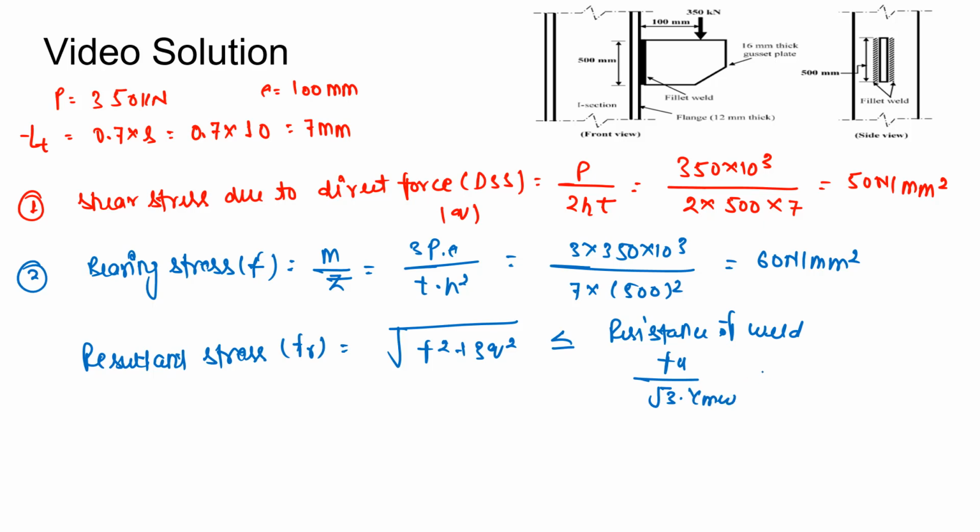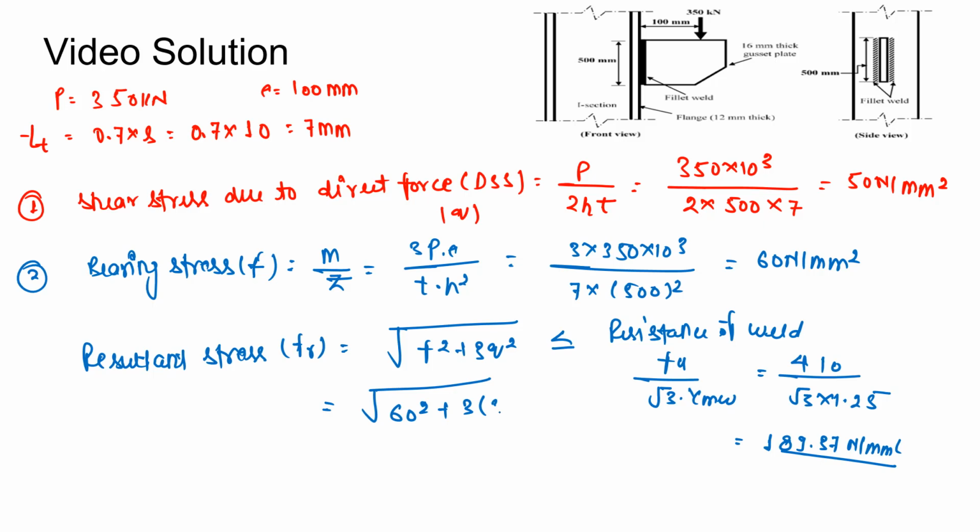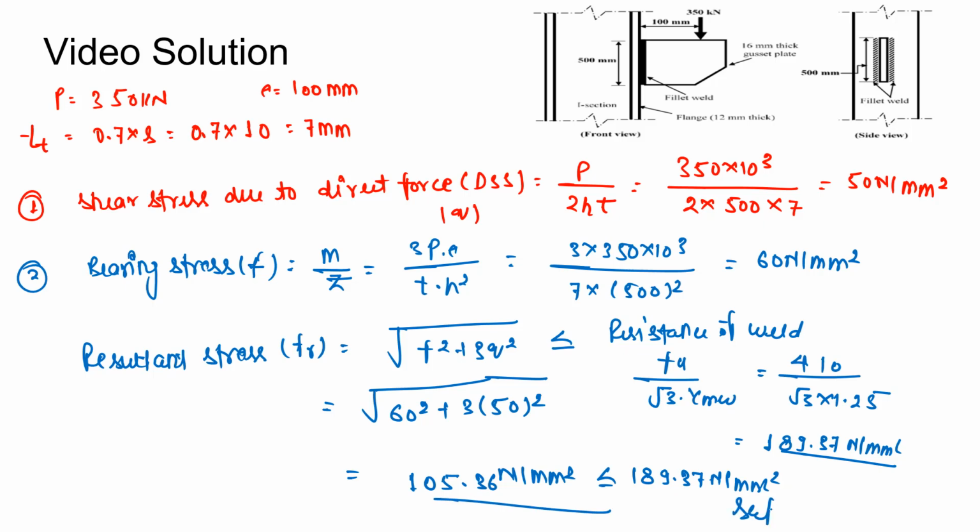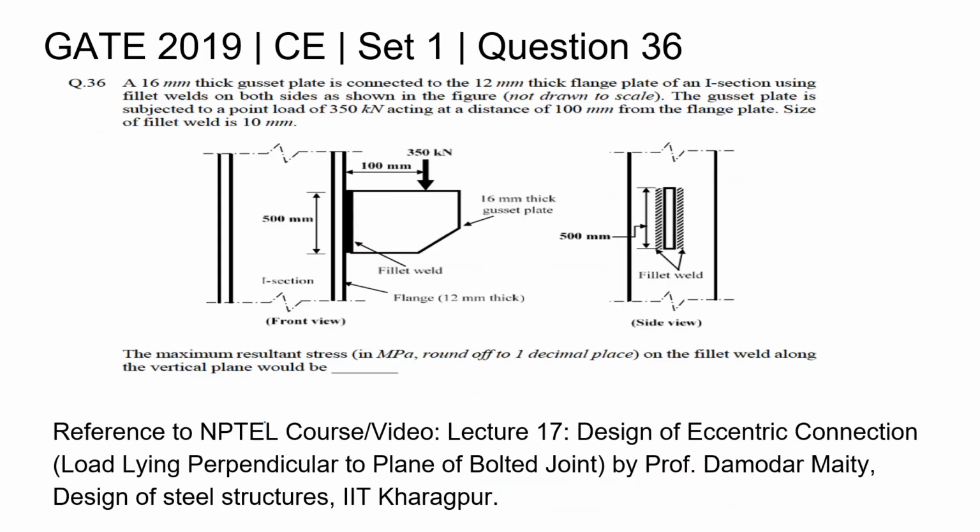Let's say if this is a shop weld, this will be 410 upon root 3 into 1.25, that will be 189.37 Newton per mm square. Now the resultant stress will be under root 60 square plus 3 into 50 square, which will be 105.36 Newton per mm square, which is less than 189.37 Newton per mm square, which is safe. The maximum resultant stress on the fillet weld along the vertical plane would be 105.36 Newton per mm square.